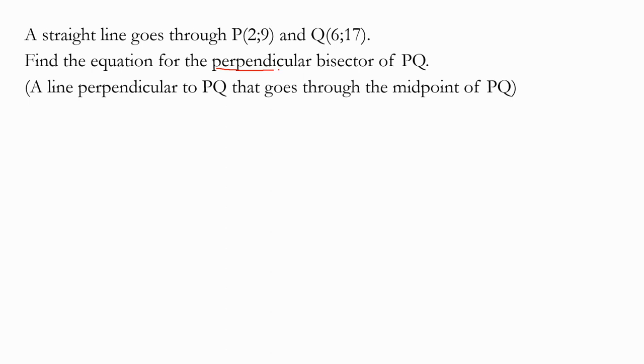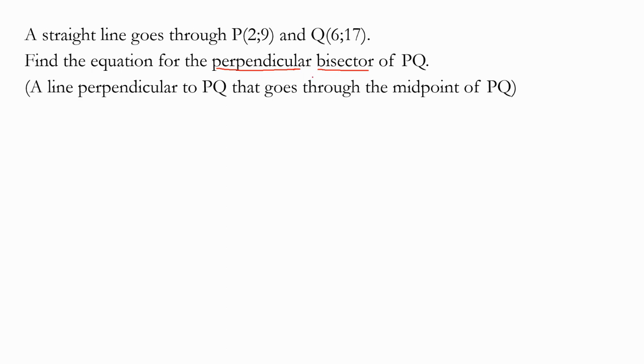Perpendicular bisector. What is the meaning of this? Oh, it's explained here: a line perpendicular to PQ that goes through the midpoint of PQ. We have to see that this is a line that cuts or intersects PQ at its midpoint, and at the same time, that line is perpendicular to PQ.